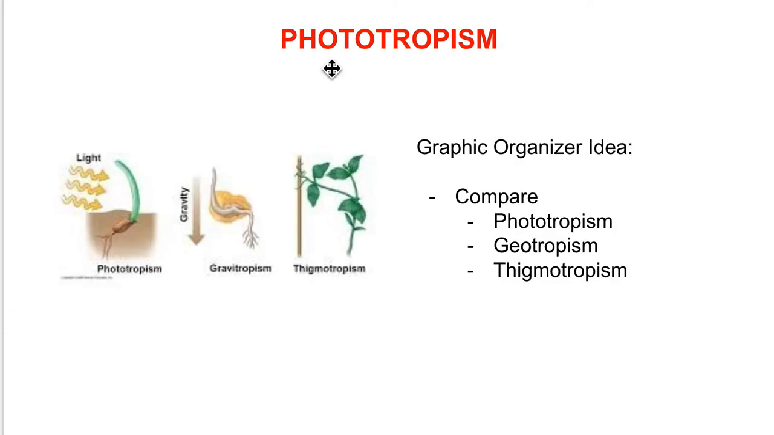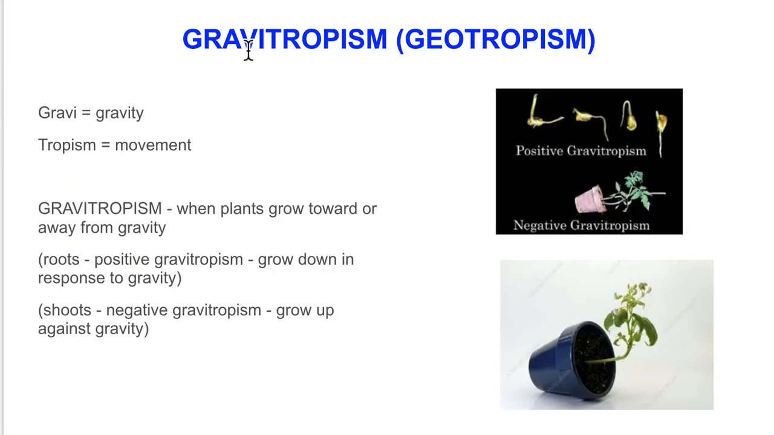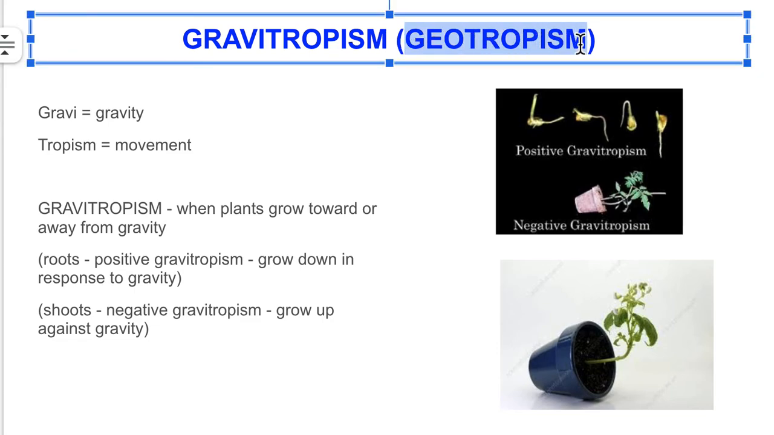So phototropism, a good graphic organizer here would be to compare the three types of tropism we're going to talk about: phototropism, geotropism, and thigmotropism. But phototropism is just growing towards light. All right, next one is gravitropism. It's also called geotropism. It's the same thing.